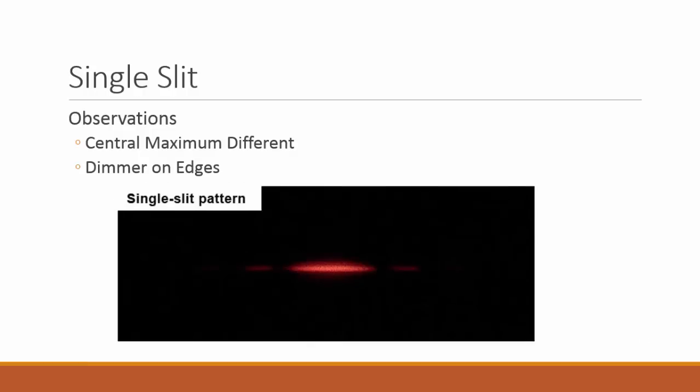So let's first show you what you have here in front of you, what it looks like if you shine a laser light through a single slit. Well, what you get, to be precise, is a very large central maximum that's significantly wider than the maximums you see on the others. And the maximums off to the sides are significantly dimmer than the maximums from the two slit.